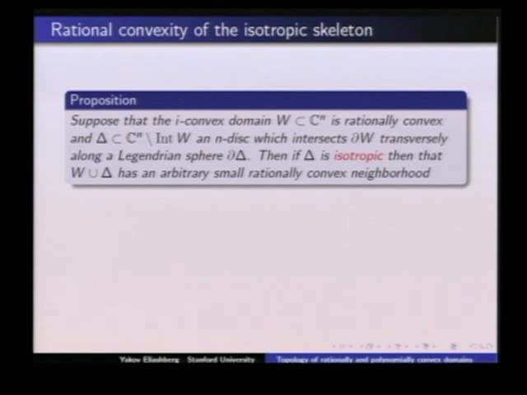So this is a slight generalization, again, of the theorem of Duval, who was proving that if you take a Lagrangian submanifold, then a sufficiently small tubular neighborhood of the Lagrangian is rationally convex. So this is a version of this.